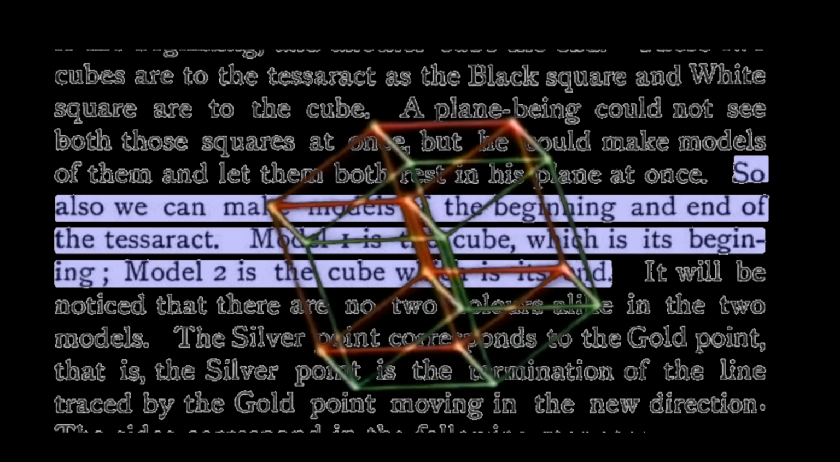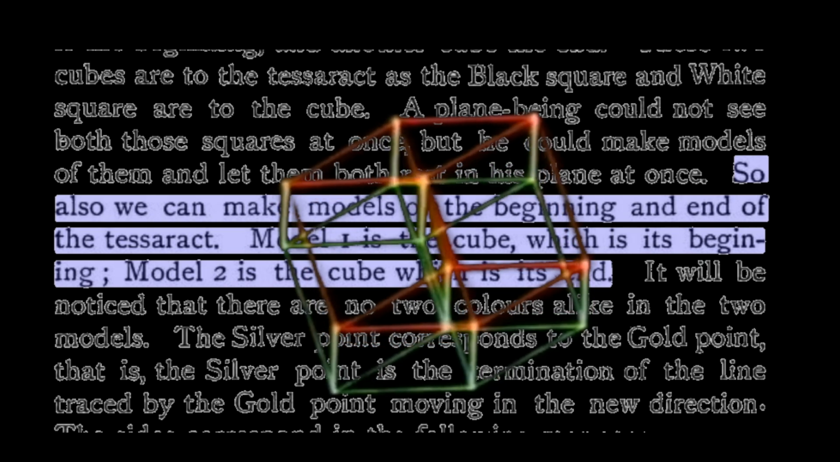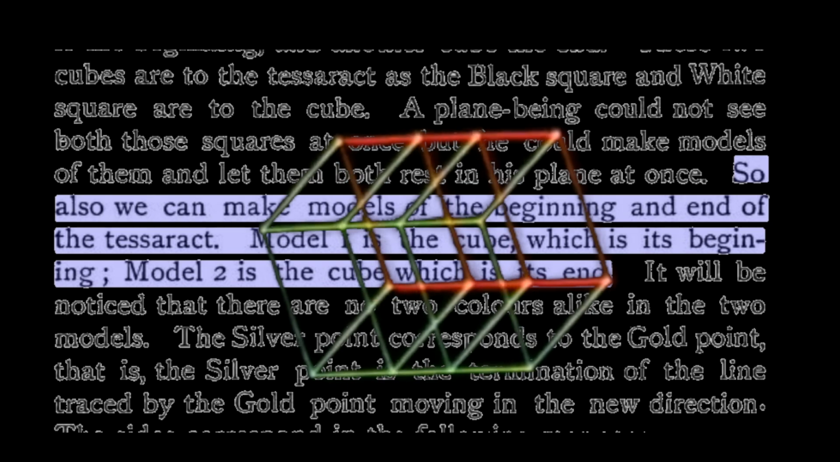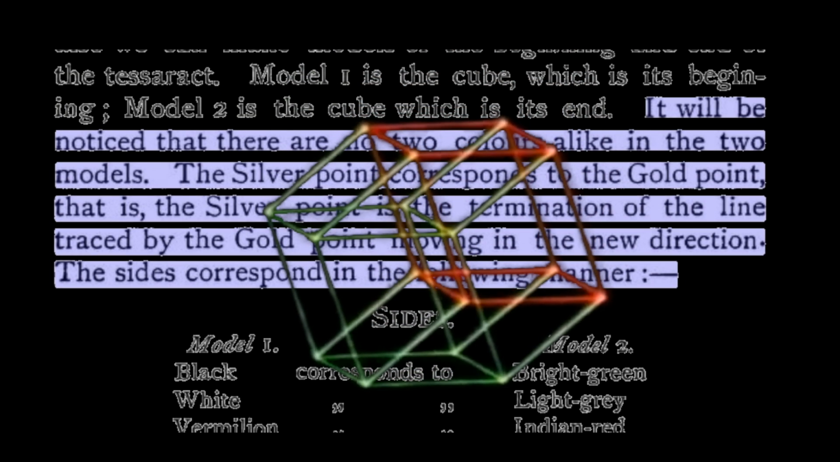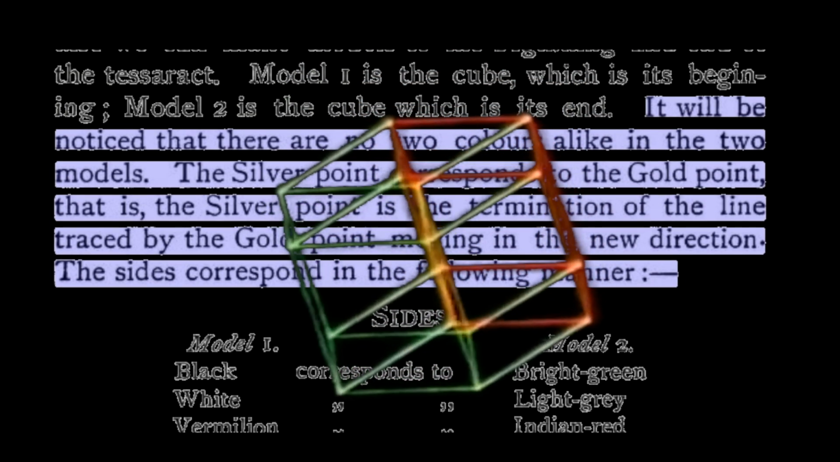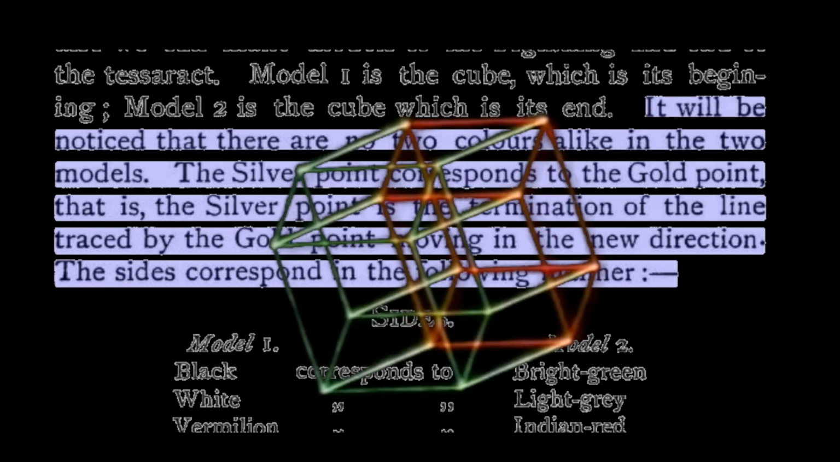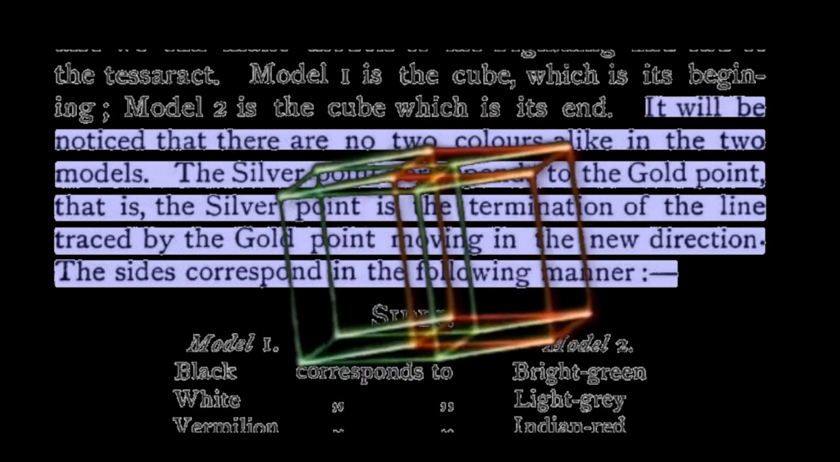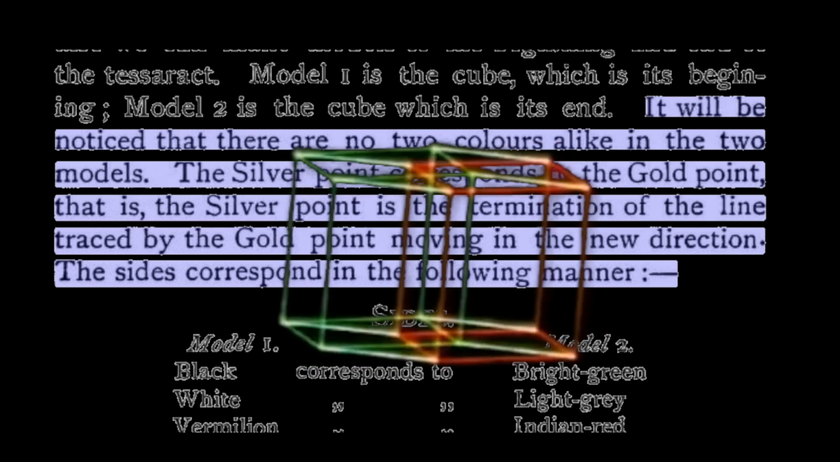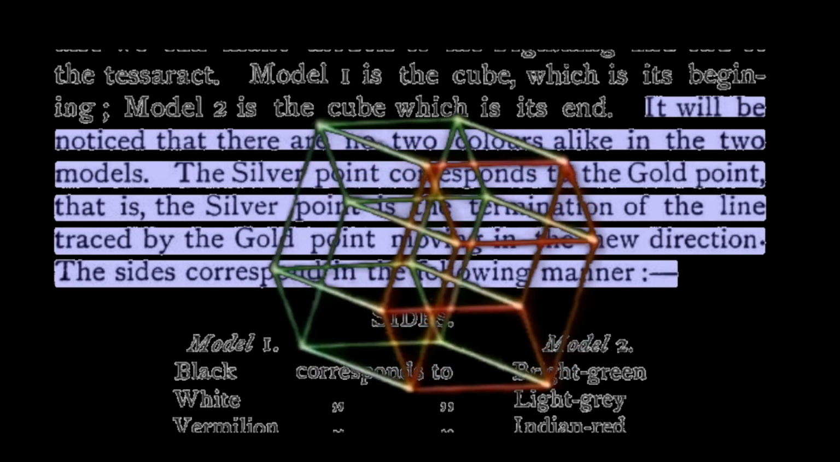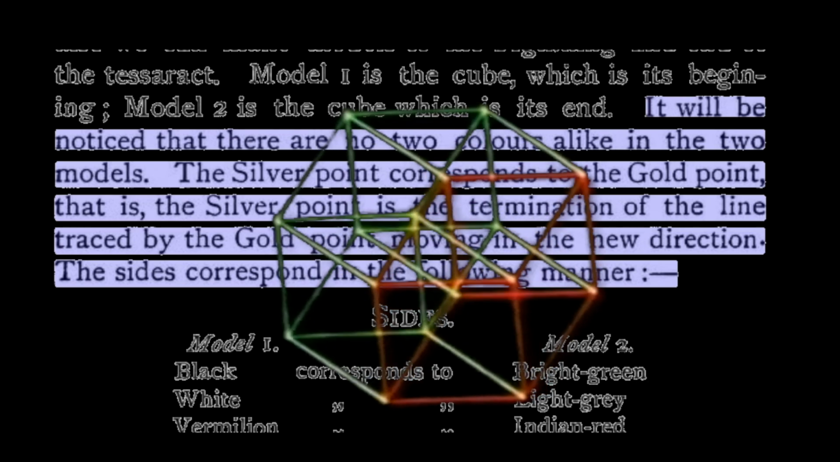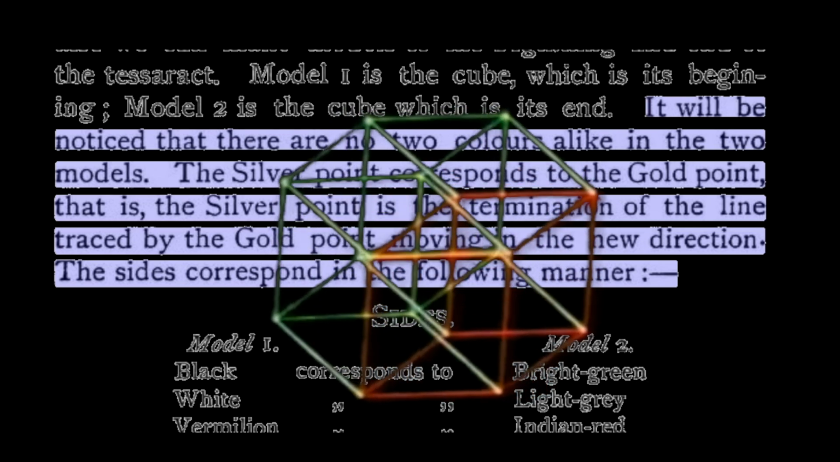Model 1 is the cube, which is its beginning. Model 2 is the cube, which is its end. It will be noticed that there are no 2 colors alike in the 2 models. The silver point corresponds to the gold point, that is, the silver point is the termination of the line traced by the gold point moving in the new direction. The sides correspond in the following manner.